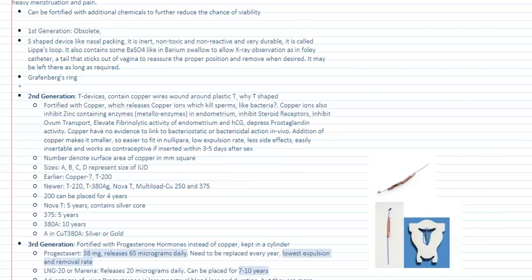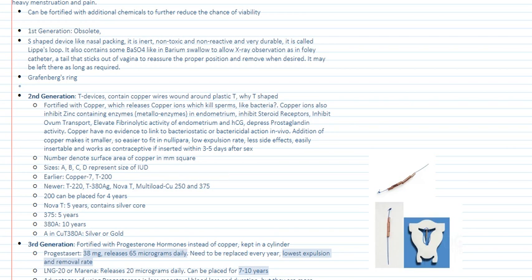which are kept in the uterine cavity, and they cause the endometrium to become unsuitable for fertilization. So basically, there are different generations. First one is the obsolete one, which is called lippes loop, or also called Grafenberg ring. And there is another called Grafenberg's ring, and basically it is made of plastic. It causes a foreign body type reaction inside the uterus, which does not allow the fertilization and implantation to take place.